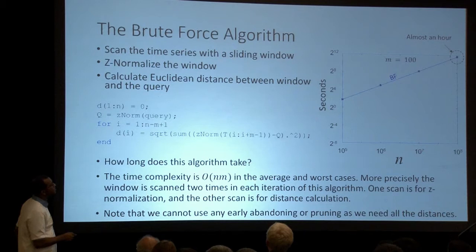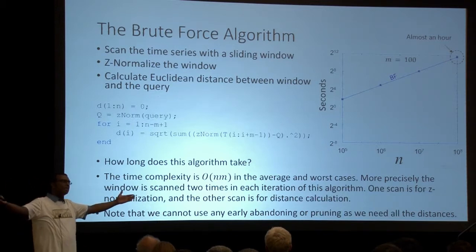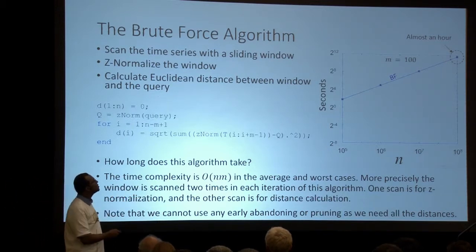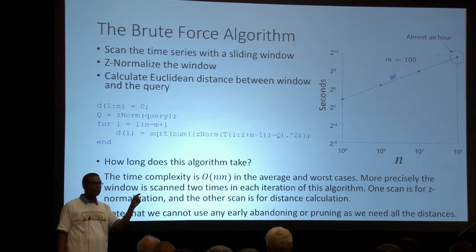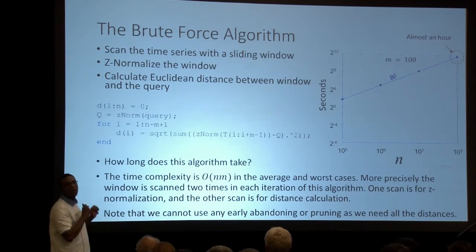It takes this much time. We'll reuse this plot, so it'll be good to explain the axes. The x-axis is n, on a log scale. The y-axis is the seconds to calculate the distance profile. Both are log scale. So this is almost an hour. For a 100 million long time series, if you want to search for a 100-point long pattern, then you will need about an hour on a standard commodity box.